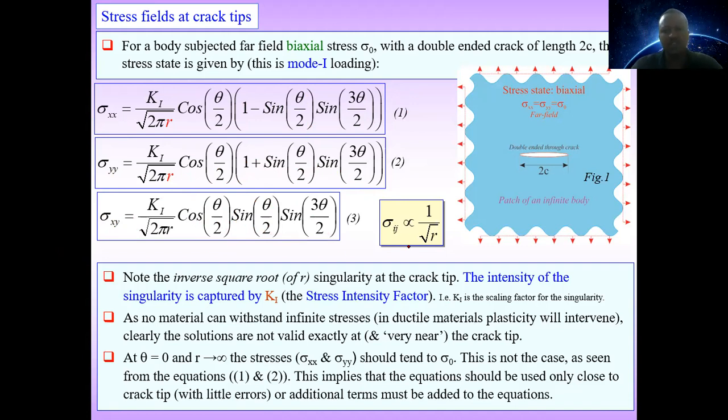So sigma ij is proportional to 1 over radical of r. So the inverse square root of r, that is the singularity at the crack tip. The intensity of the singularity is captured by Ki, the stress intensity factor. Ki is the scaling factor for the singularity. This is the meaning of Ki.